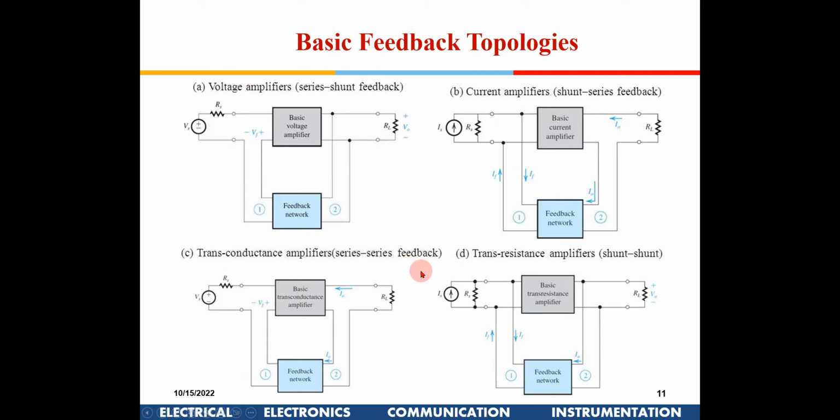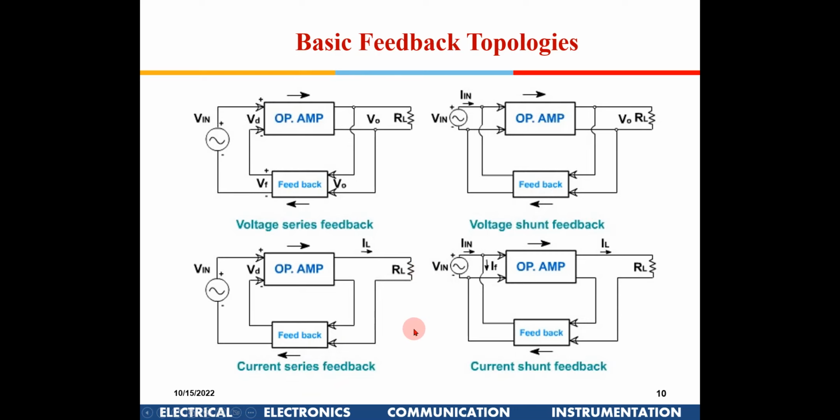So when the input we are giving is in the form of current, then we have to connect in shunt. Whenever the input is current, you have to connect in shunt. Whenever it is voltage, you have to connect in series. And whenever the output is voltage, you will take a voltage feedback, and whenever the output is current, then I take the current feedback.